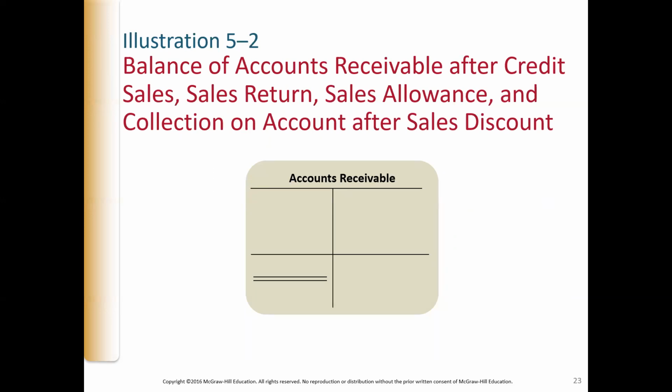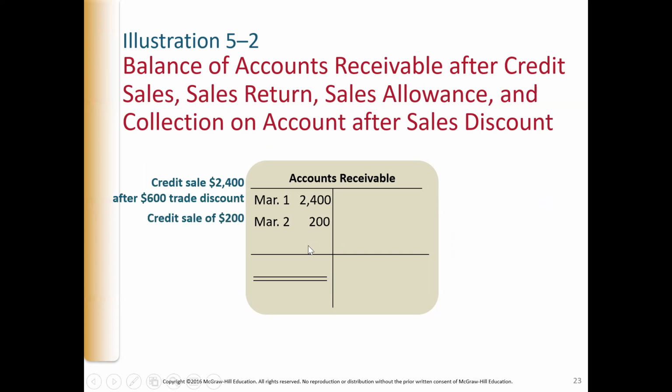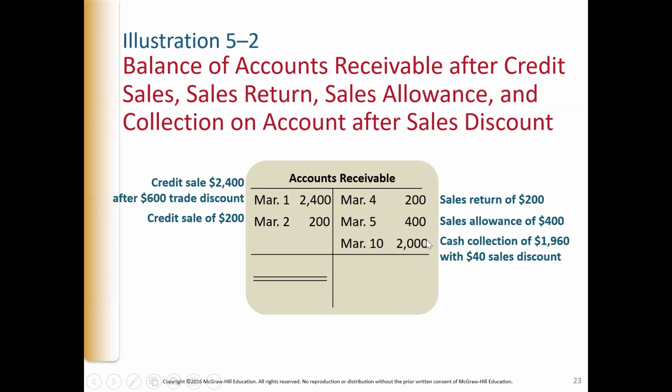So after that, those different numbers, initially we were starting with $2,000. We had a credit sale of 2,400. Then someone returned the $200 sunglasses. Then we gave her a $400 allowance because she wasn't happy with the service. We collected the $1,960 plus the $40 sales discount, which was basically zeroing out her account.